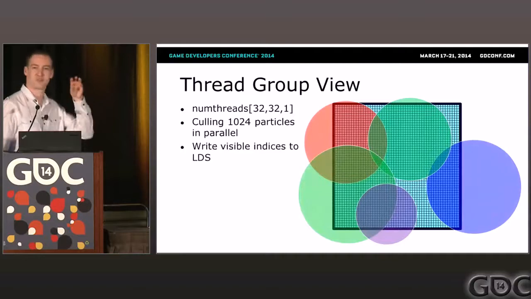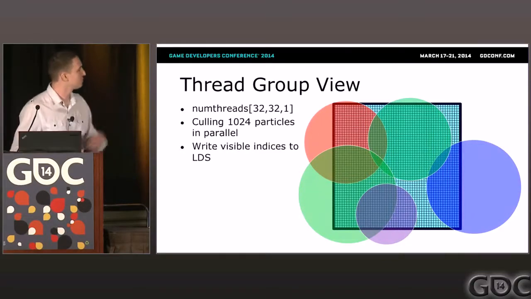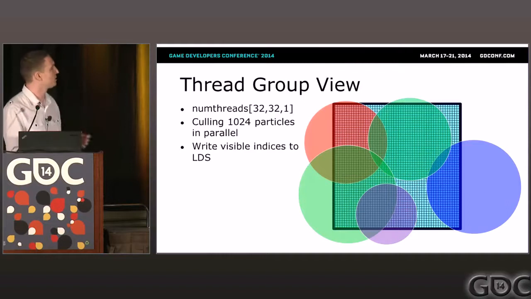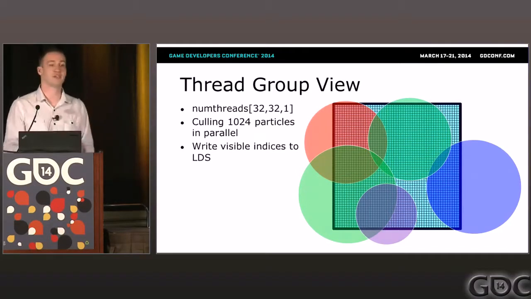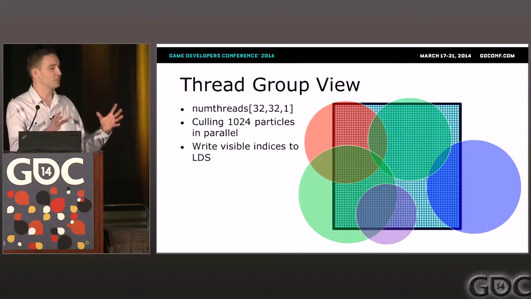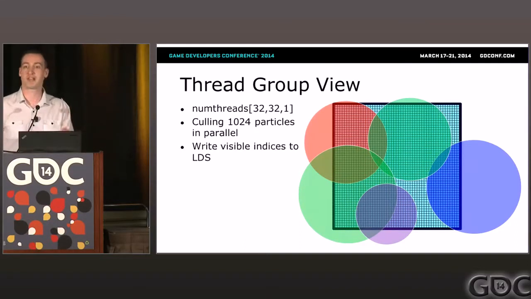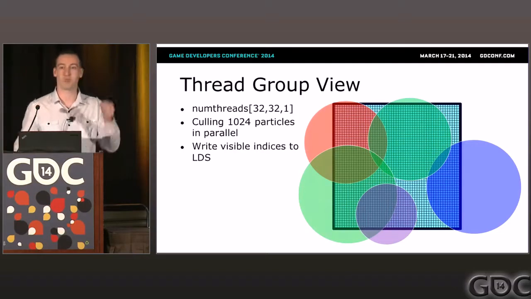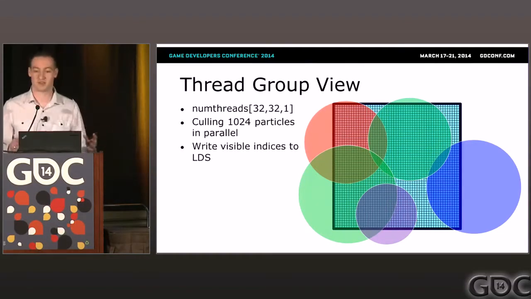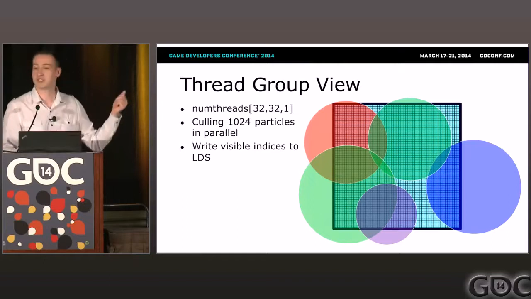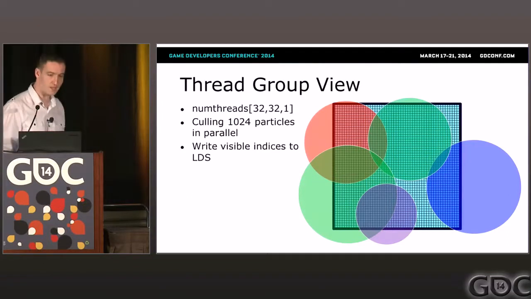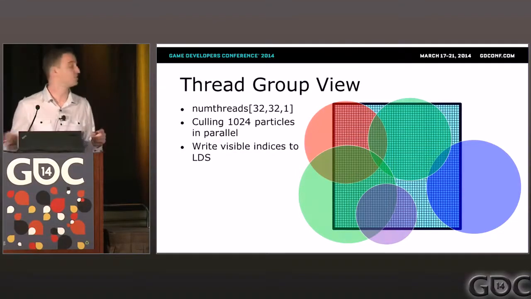So if you look at it from a thread group point of view, I've set this up so I've got 32 by 32 threads in my thread group, which corresponds to the number of pixels in that screen space tile. So the first thing I need to do is cull these particles down. Each thread is responsible for culling one particle. So that means in my thread group I can cull 1024 particles in parallel. And then the ones which are visible for this tile, I'm just going to append to a little list in LDS memory.